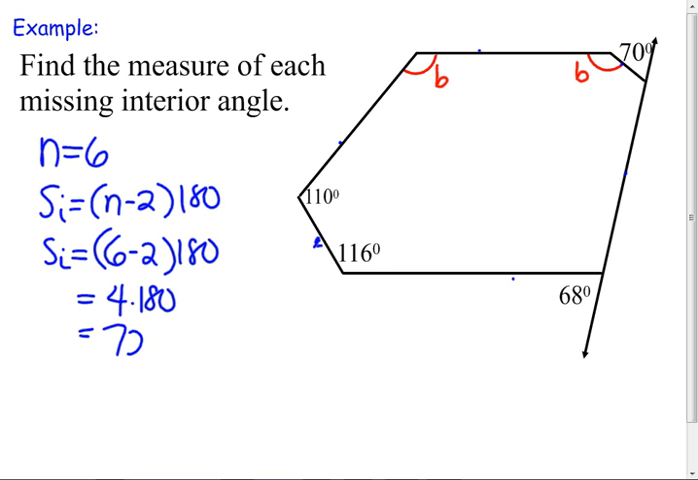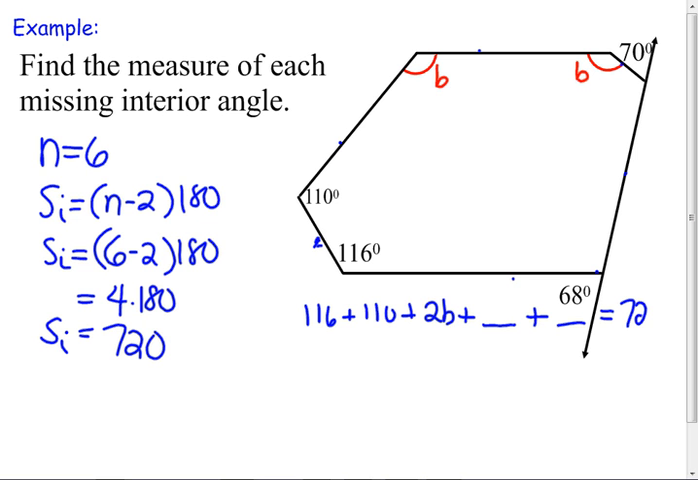720. How many degrees in a quadrilateral? Four-sided figure. How many degrees in a square? 360. And a rectangle is still 360. Any quadrilateral is 360. So you'll memorize that. That's all of these. 720 is 116 plus 110 plus 2 B's plus that little guy plus that little guy has to equal 720. So you see why you're going to want a calculator.